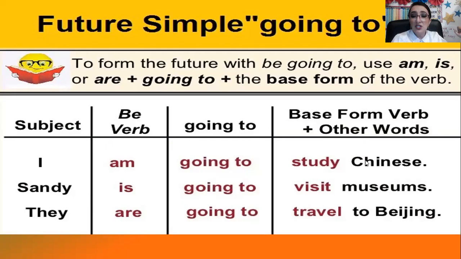I am going to study Chinese. You cannot say, I going to study Chinese. What about the am? I am go study Chinese. No, that's not fair. That's not cool. Sandy going to, no. You need to be using the verb to be and going to. Always, always, ever, ever, okay?